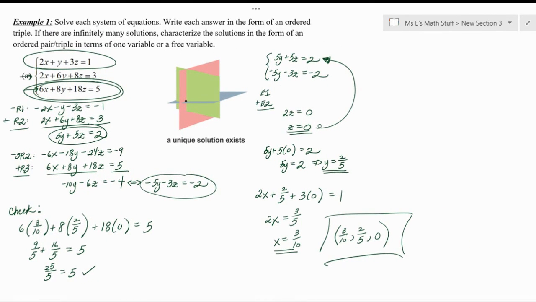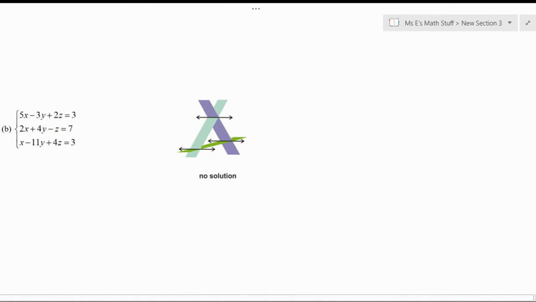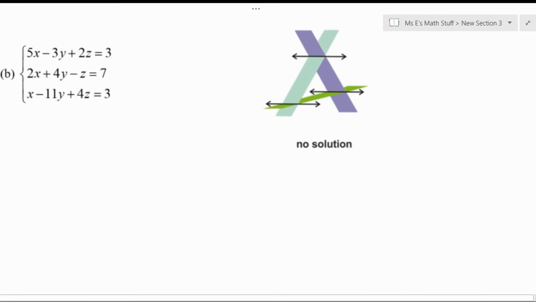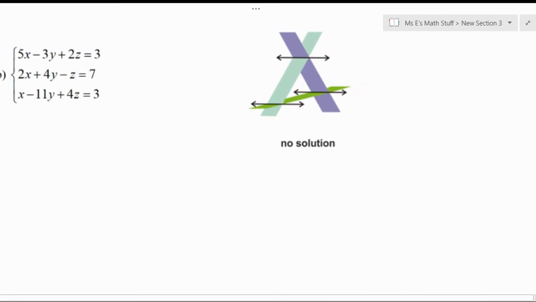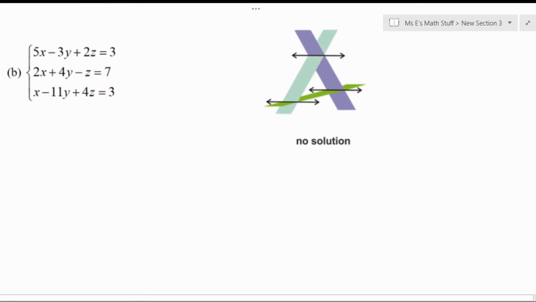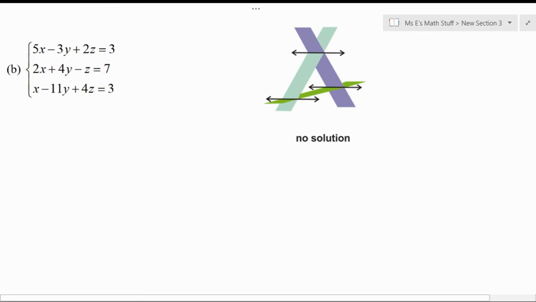Okay, so that's a little practice, my friends, with a single solution problem. Geometrically, that means you had 3 planes in 3D space, and they all came together and had exactly 1 point in common between all 3 planes. Now let's look at part B here. Part B is going to be an example of a no solution problem.